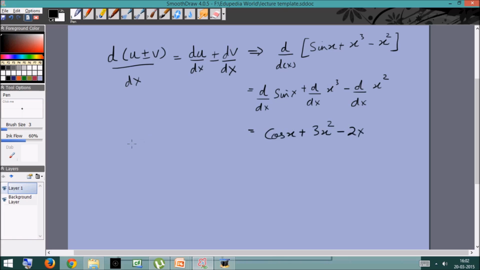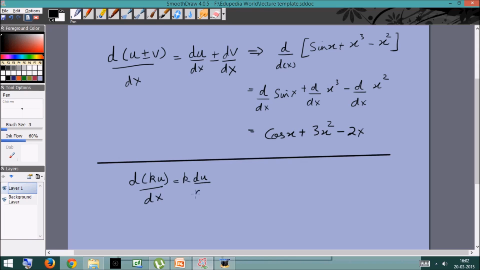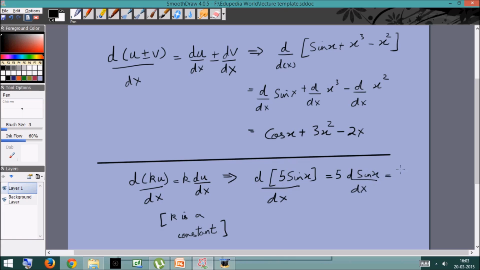Right? Easy enough. The second rule, which is also pretty simple, is the derivative of ku by dx, where k is a constant, is k times the derivative of u by dx. Keep in mind here k is a constant. That means the derivative of 5 sine of x with respect to x, here 5 is a constant, right? So it's simply 5 times the derivative of sine x, which is 5 cos x.